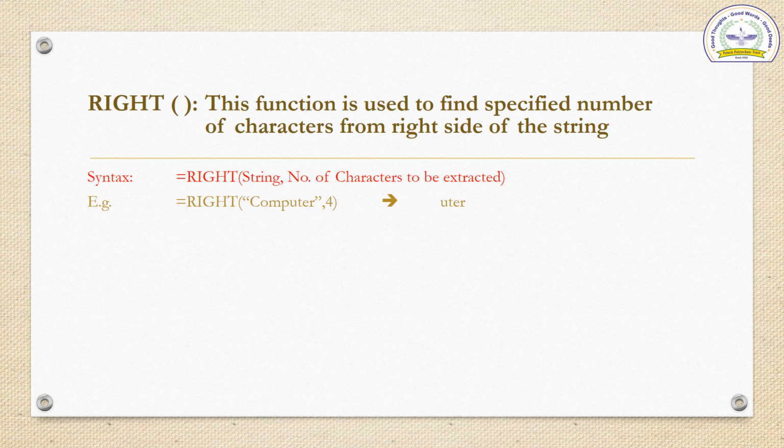and that will lead to the output UTER. In the second case, the number of characters that need to be extracted is 10, which is greater than the length of the string. So in this case, the entire word computer will be shown. In the third case, the second argument is not mentioned, so the output will be the one rightmost character, which is equal to R.